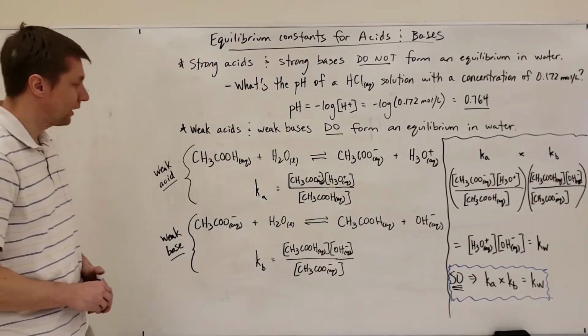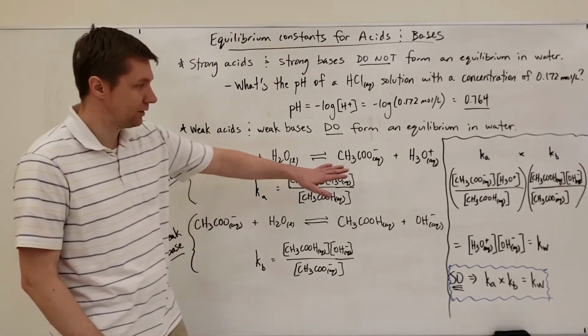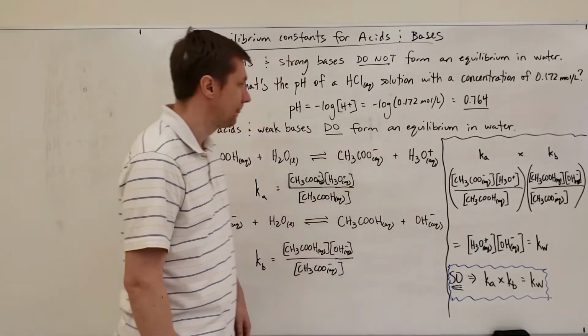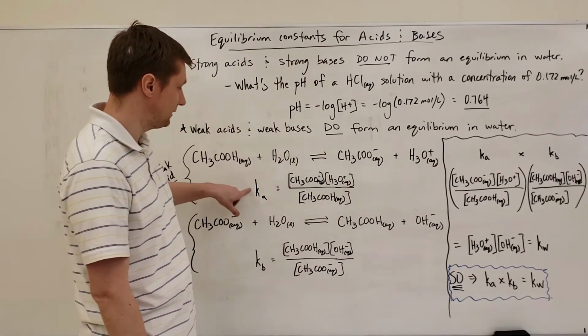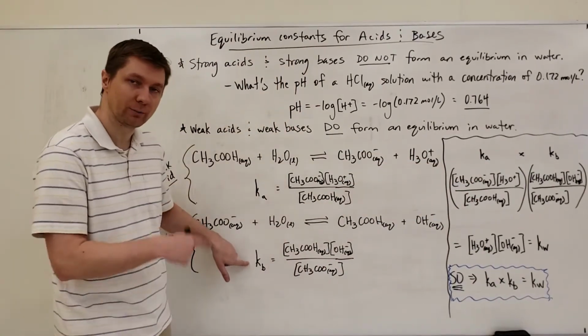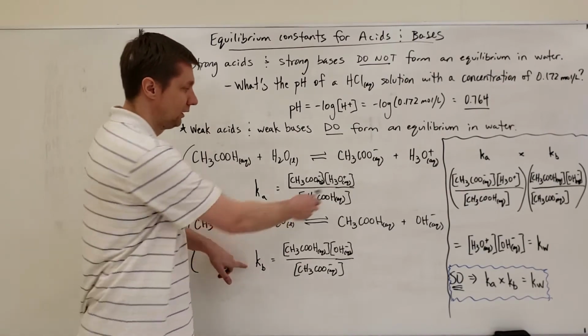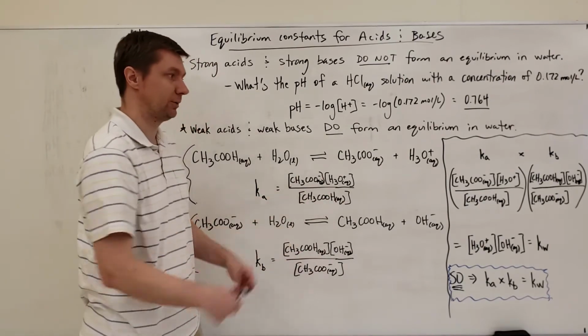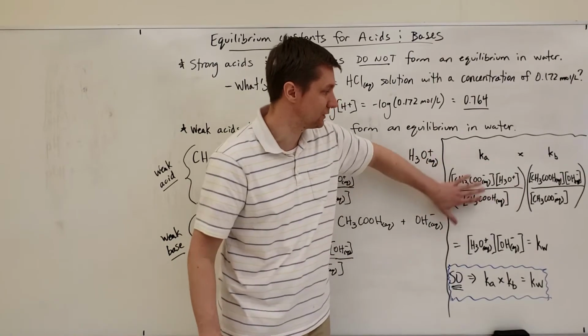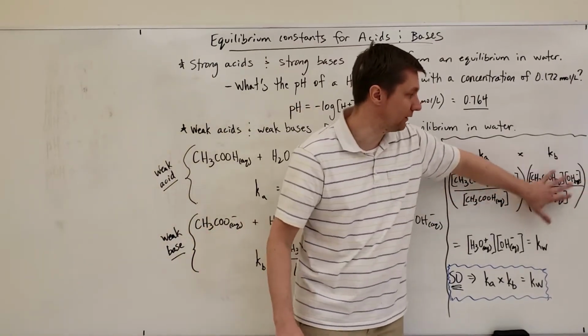And so what I can do now is, if you look over here on this little spot right here, if I take this Ka value and I multiply it with this Kb value, just take these expressions and multiply them together. You can see that I've done that. Here's the Ka multiplied by the Kb.